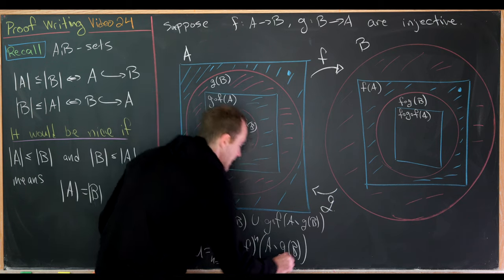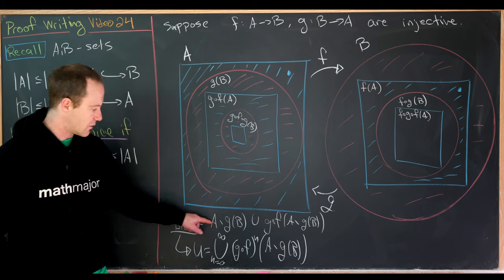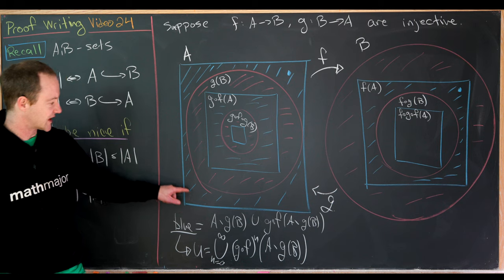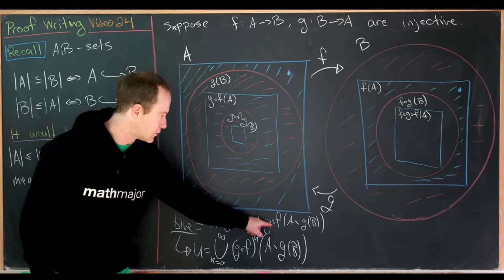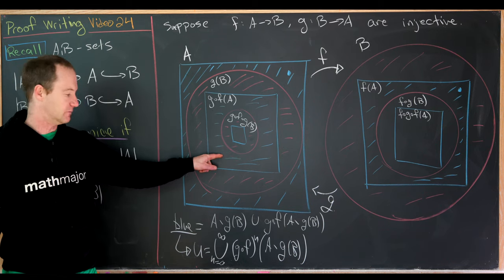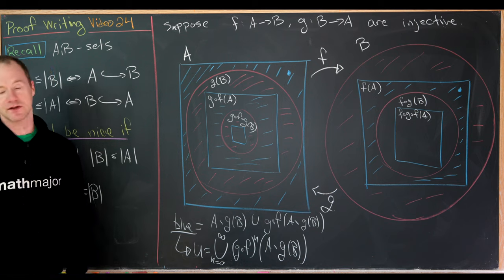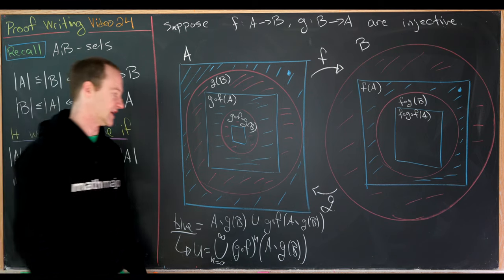as n goes from 0 to infinity of the n-fold composition of G composed with F, evaluated at A minus G of B. Okay, and notice that if we set n equal to 0, we get this first set, which like I said, is this outer blue region. If we set n equal to 1, we get this set here, which is maybe the next level of blue region, and then so on and so forth.